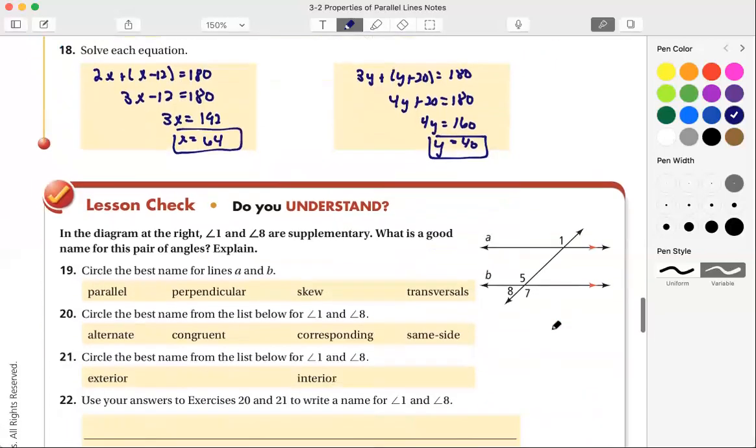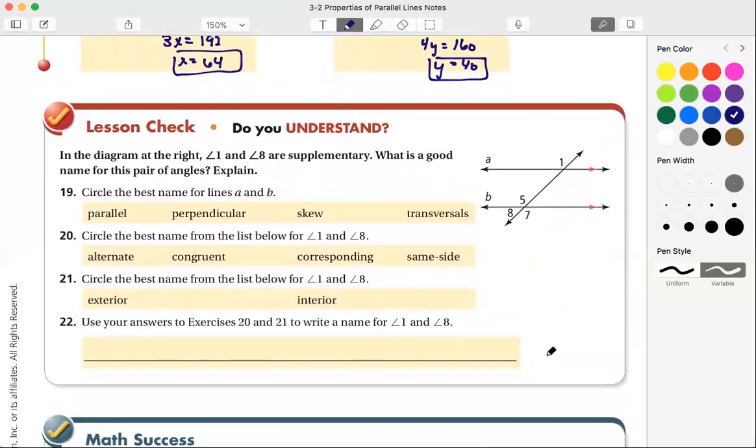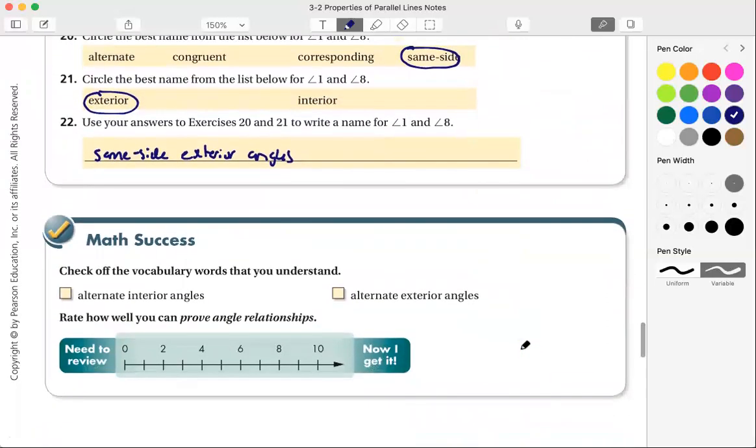All right, let's see if we understand what we're talking about here. Circle the best name for lines A and B. Here are lines A and B. Notice the red little arrows there. These must be parallel lines. Then what are the best names for 1 and 8? 1 and 8 must be on the same side of the transversal. 1 and 8 are on the outside. So we can call them same side exterior angles. At this point, here are some key vocabulary words that you should be able to prove, and you should be good to go.